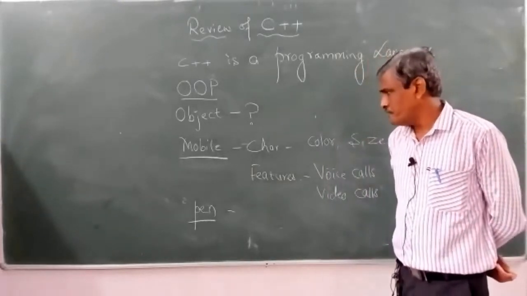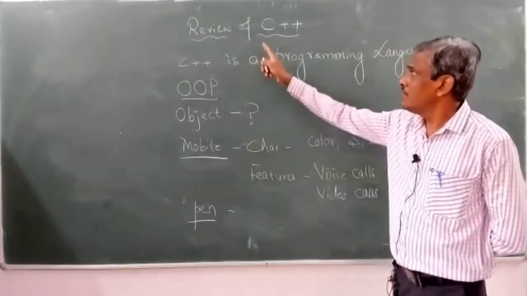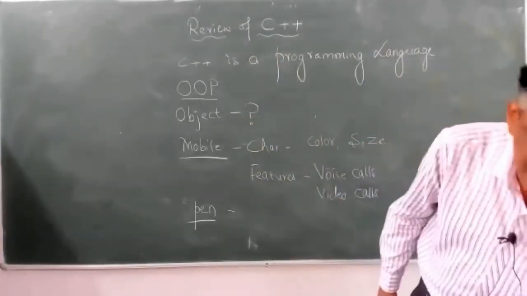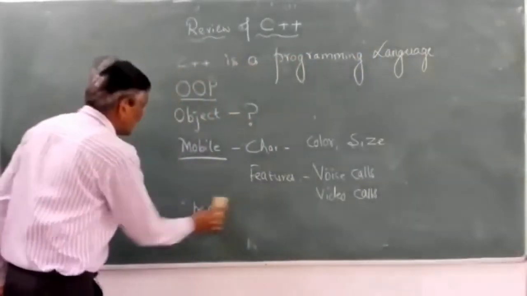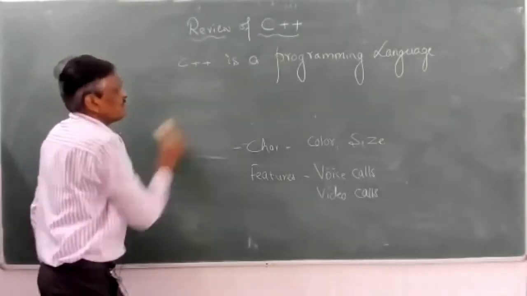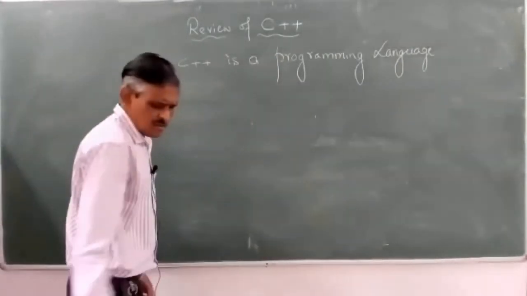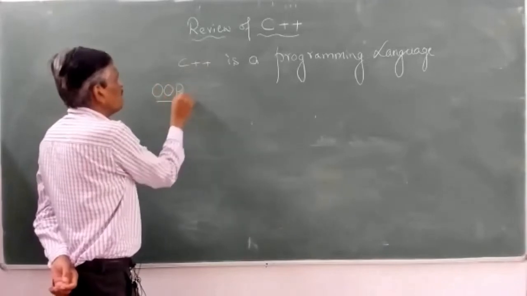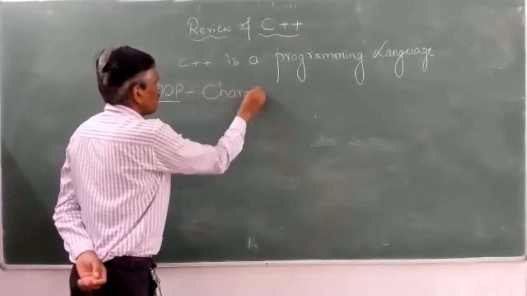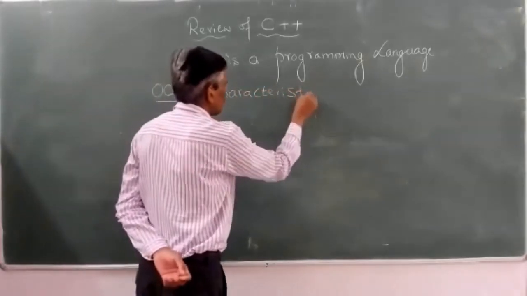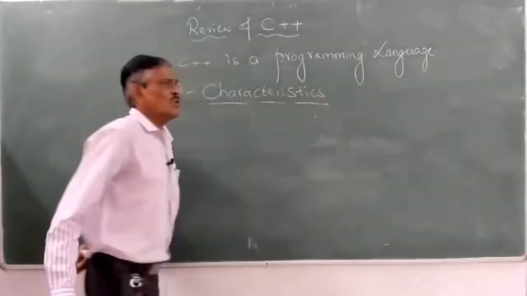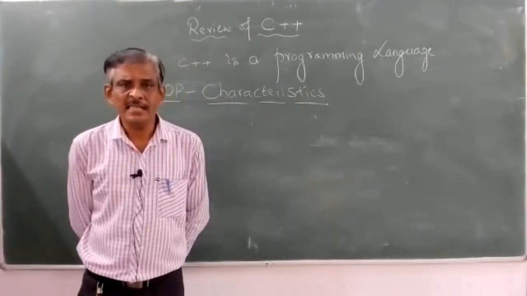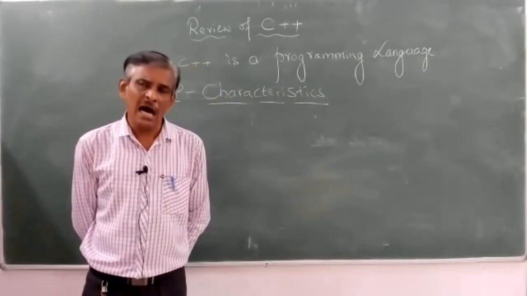So after doing this review part of C++ object-oriented programming, we know the object and its examples. After this, we can start with the next part, the OOP characteristics, the object-oriented programming characteristics. What are the characteristics of object-oriented programming?